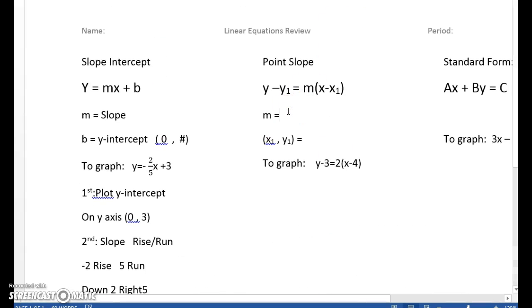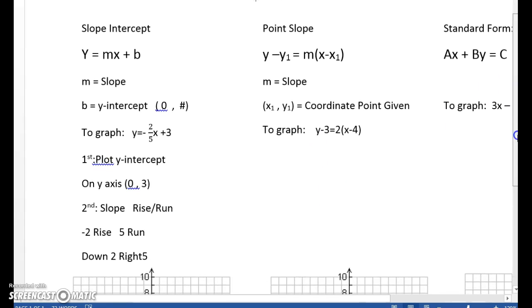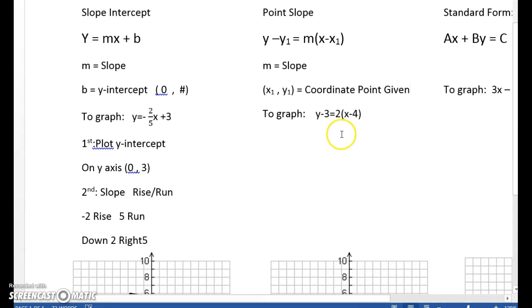Now for us here, our equation in point-slope, m is still telling us our slope. And this x1, y1, this is our coordinate point that we are given. That's important information there for us as well. So to graph this, here's what we're going to need to do whenever we're graphing from point-slope: first we need to identify our coordinate point. My advice for this was always to think opposites.